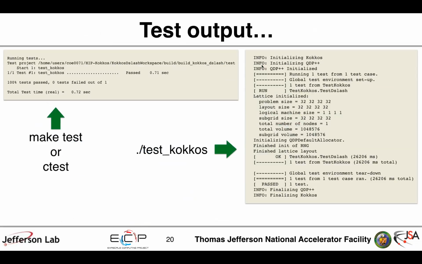I can see that Kokkos is initialized. I can see that QDP++ is initialized. I can see how big my lattice and so on is. But at the end of it, it just says that I passed the test. And if you have coloring turned on in your terminal, passed is almost always in green, and failed is always in red. So that gives you a nice visual guide.